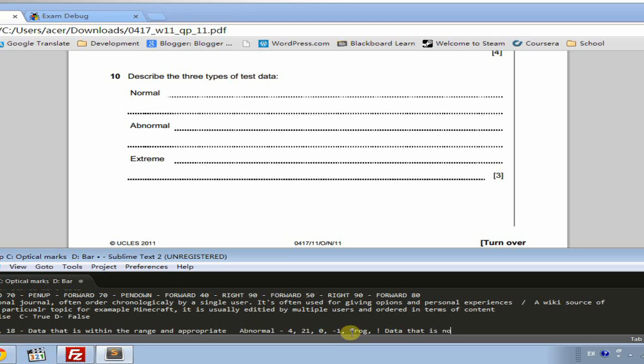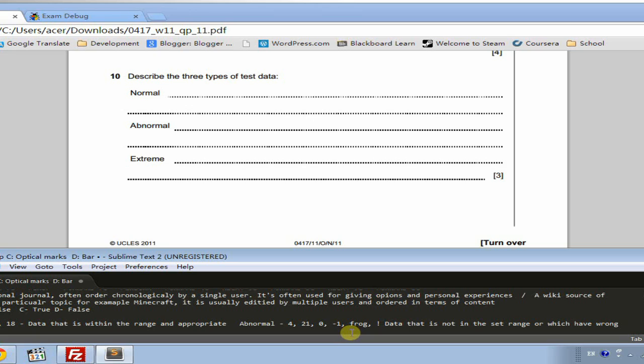So we could say that abnormal data is data that is not in the set range, or which has wrong characters or data types.